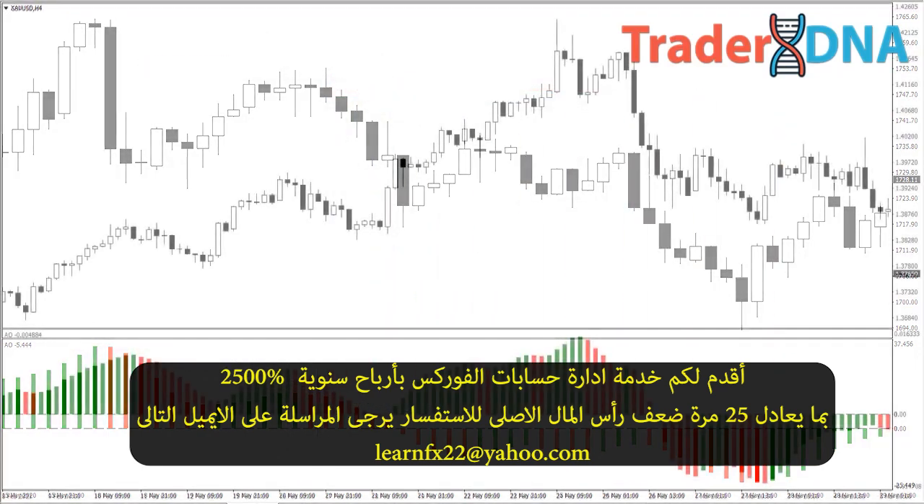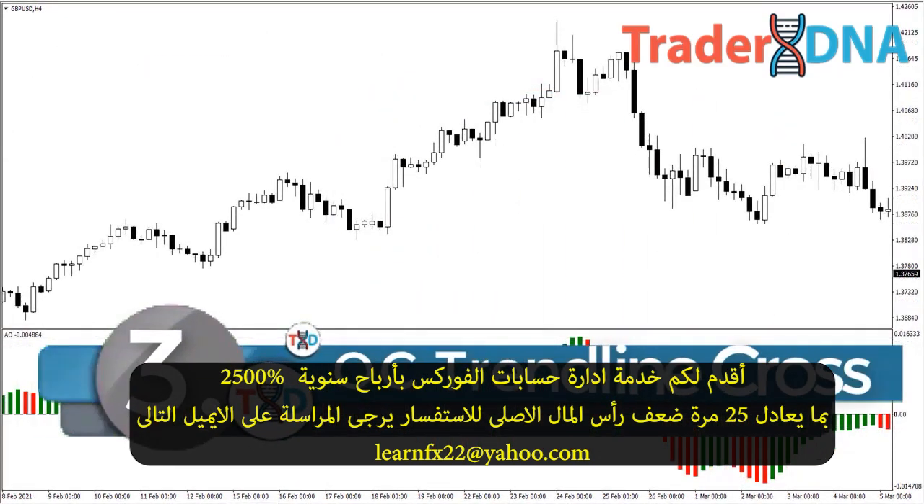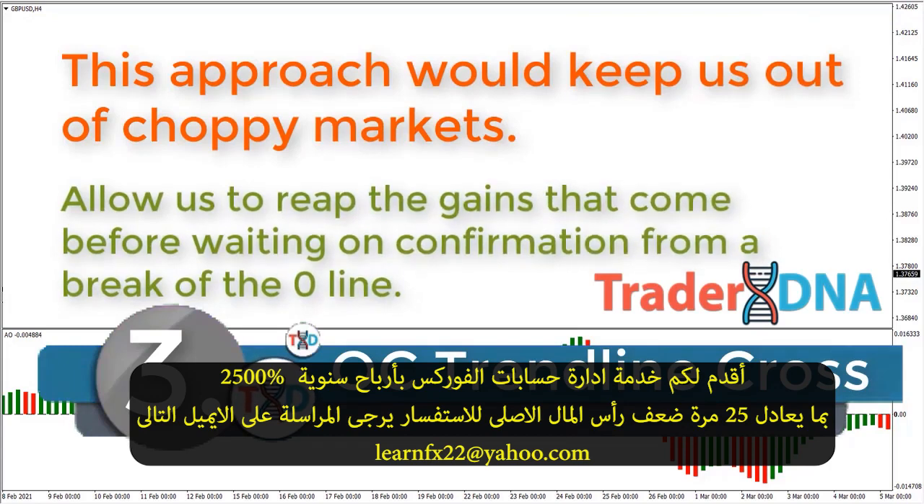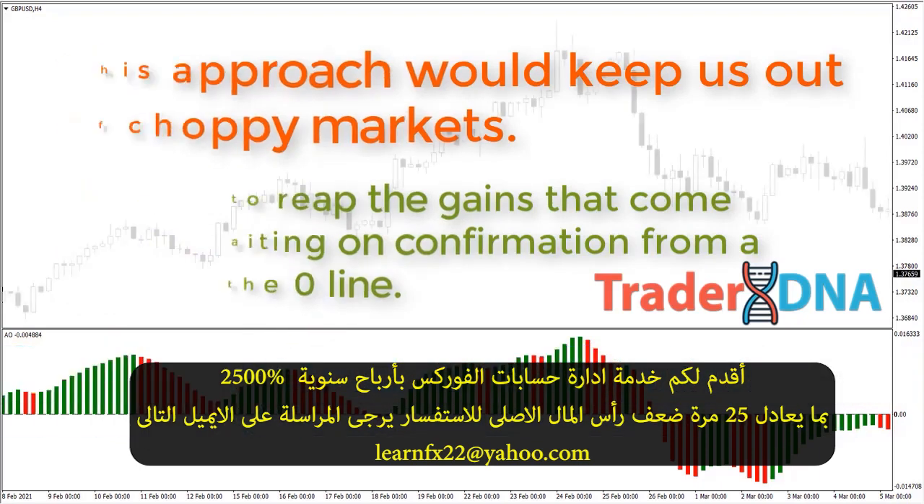Strategy number 3. Awesome oscillator trendline cross. This approach would keep us out of choppy markets and allow us to reap the gains that come before waiting on confirmation from a break of the zero line. The awesome oscillator trendline cross setup can be identified as follows.